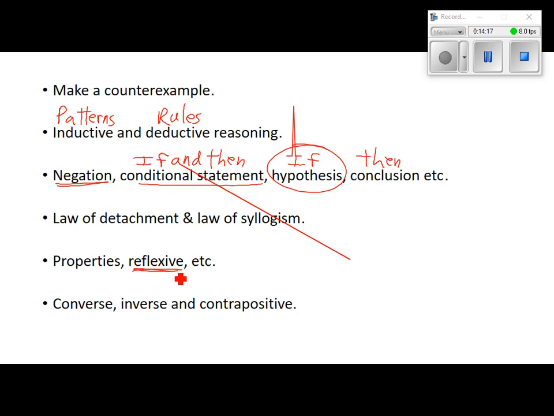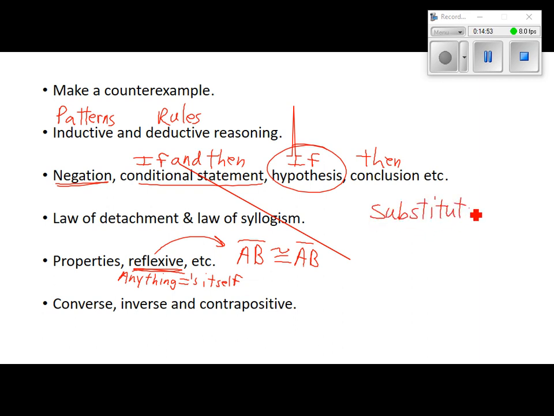Properties. Reflexive property. If I write this, segment AB is congruent to segment AB. What's reflexive property say? Three words. Anything equals itself. Does anybody remember any of the other properties that we covered? Substitution property. What's substitution property do? If this equals this, then this equals that. Takes out one thing and sticks something else in its place if they're equal to each other. Those are the two main ones that we used. Transitive property was a form of substitution.